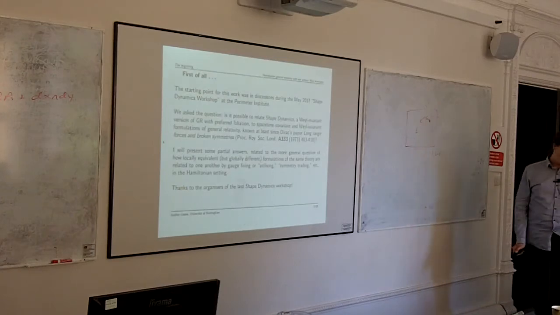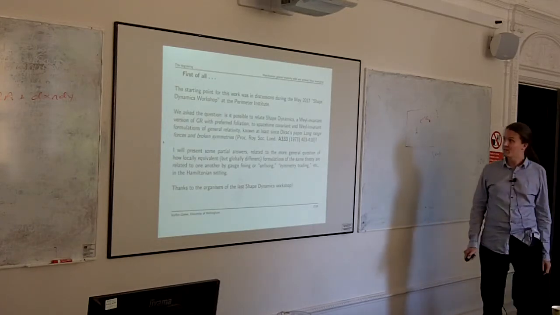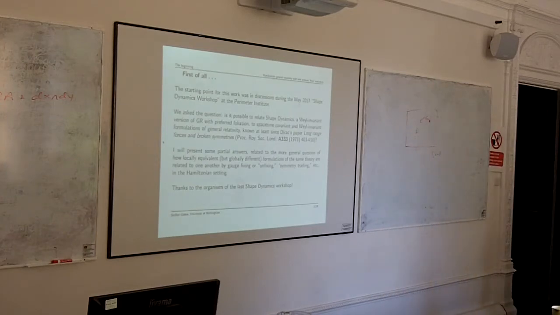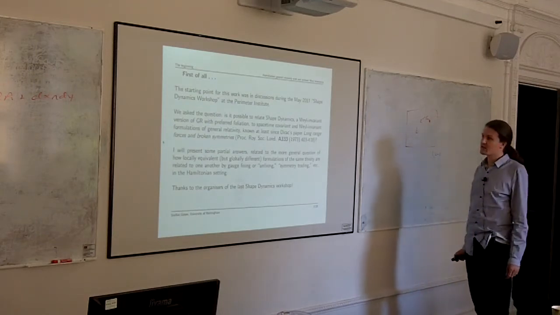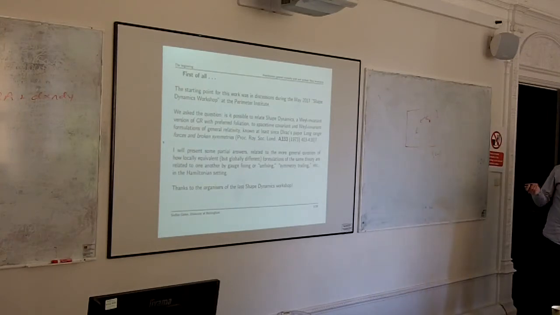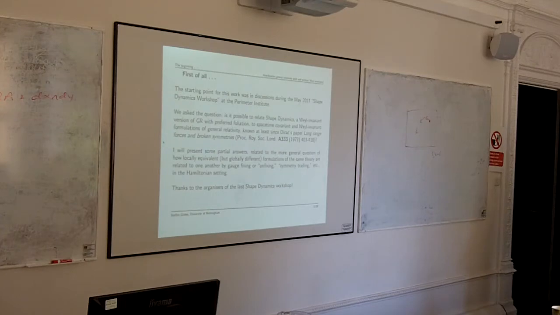So this is just to explain the historical background of this work. In fact, this basically started pretty much exactly 1 year ago, at a workshop on shape dynamics at the Perimeter Institute, and I happened to be there, and Roberto was an invited speaker, and so we started discussing the question that I already just mentioned. The question is really, we look at shape dynamics. It's a Weyl invariant version of GR, which has a preferred foliation, and can we relate that to spacetime covariant and Weyl invariant formulations of general relativity?